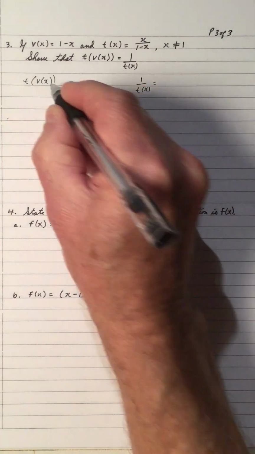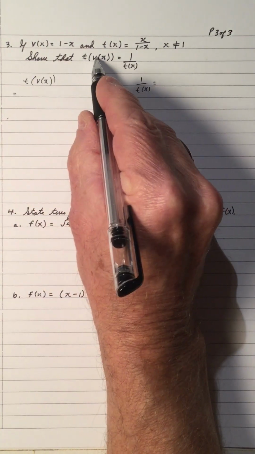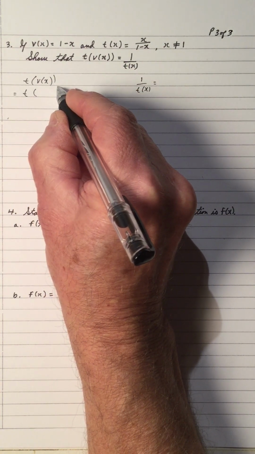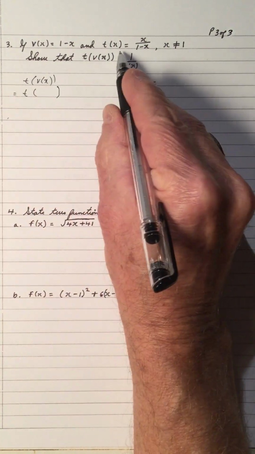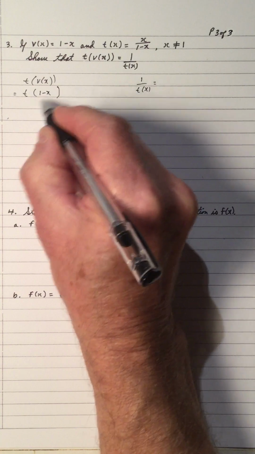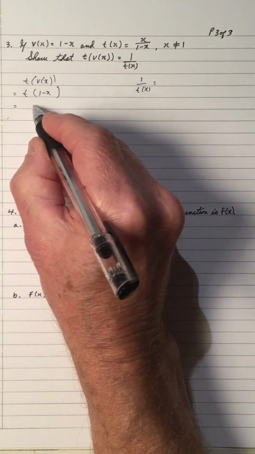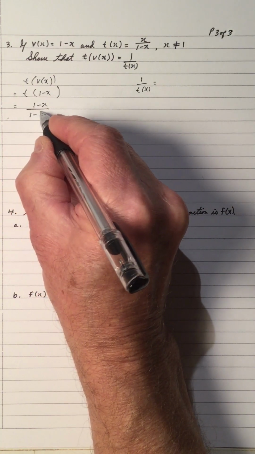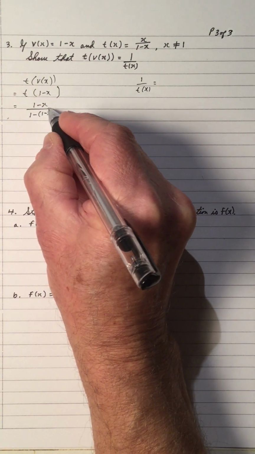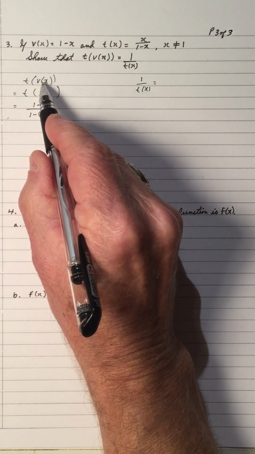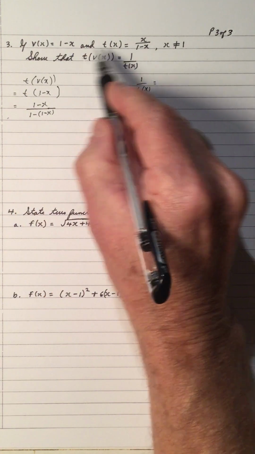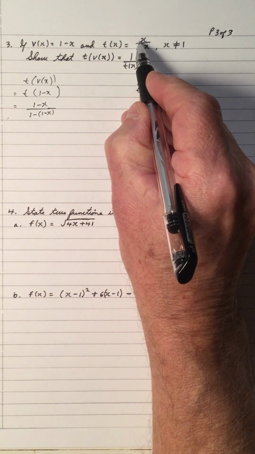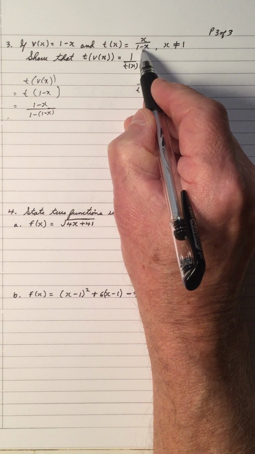I'm going to separate them now. So this is the left side, this is the right side. So this is the t of the v of x. The v of x is 1 minus x. So 1 minus x is going in here. So there's 1 minus x all over 1 minus... It sounds confusing. So the v of x is 1 minus x. There's the v of x. So that's 1 minus x is going into place of x. So 1 minus x is going right there, and 1 minus x is going right here.